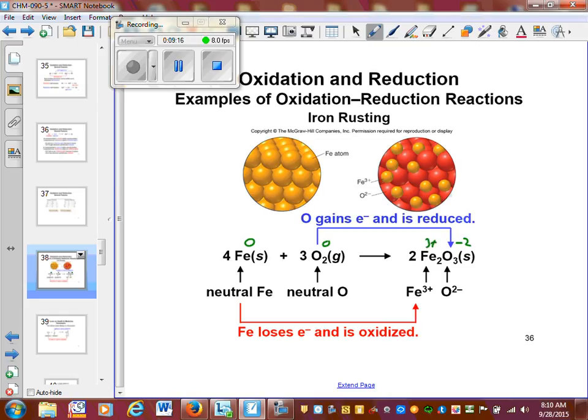Here we see iron goes from 0 to 3 plus, so it's losing electrons. Oxygen's going from 0 to -2, so it is gaining electrons. So oxygen is being reduced and iron is being oxidized. Oxygen is being reduced, so it's the oxidizing agent. Iron is being oxidized, so it's the reducing agent. Okay?